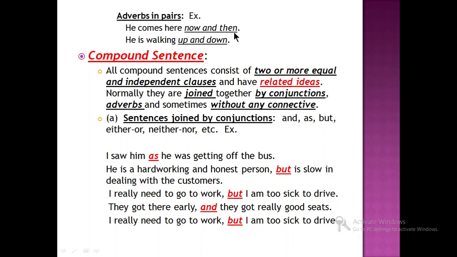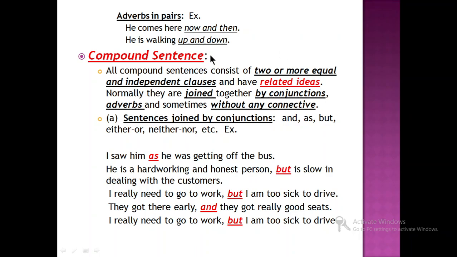So adverbs in pair. He comes here now and then. Yes, he comes here now and then. Yes, आता रहता है वो. And he is walking up and down. He is walking up and down means you are showing the action of someone up and down. Up and down means regularly. Yes or no? So these were some of the ways to explain, ways to know the simple sentences. छोटा लगता है लेकिन बहुत ज्यादा है.